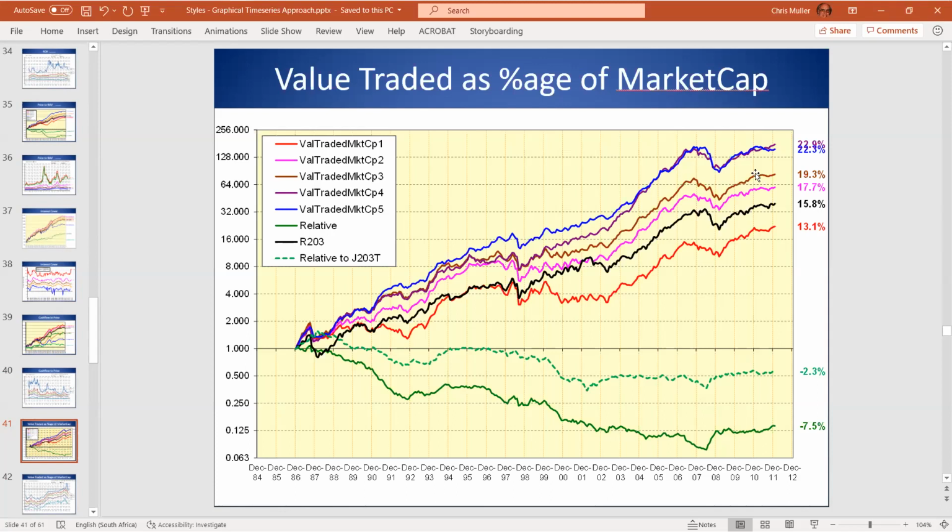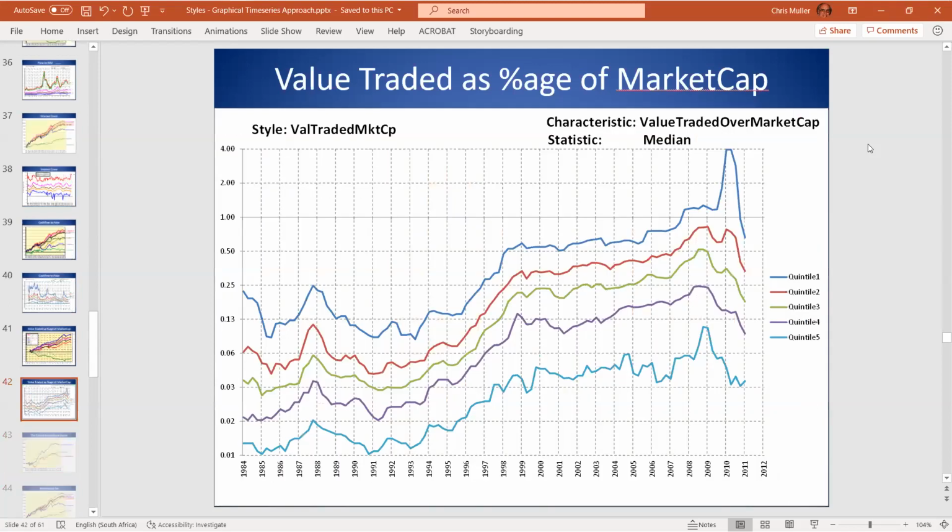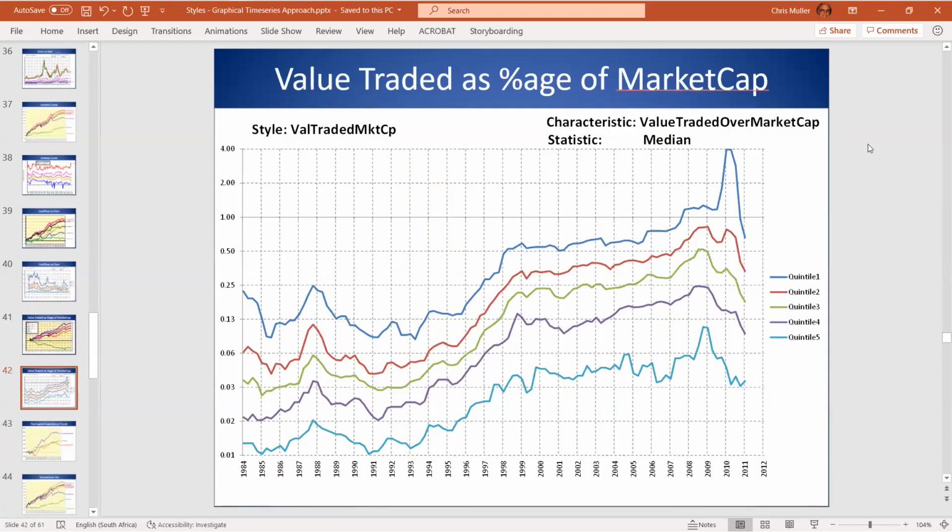Only when I went and did some research did I find my friend Amihud, who had discovered this in the early 80s. It's been documented as an illiquidity premium that you seem to be rewarded for by buying and investing in illiquidly traded companies. How about value traded?